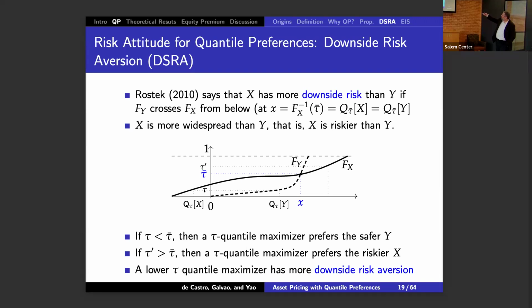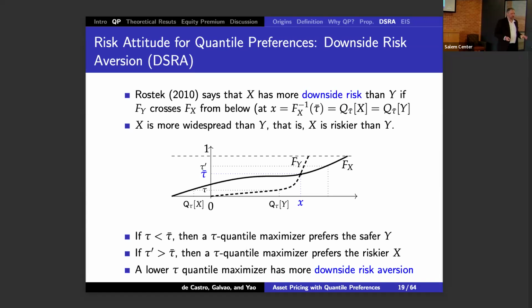Now what happens with high tau? Let's say this tau prime here. This is the quantile tau prime of Y, this one is tau prime of X. Which is bigger? X. So what's your choice? If you are a tau prime maximizer, you choose the riskier one. So in this sense, as you increase tau, you become more and more risk loving. You take more risky choices. If you have a low tau, you are much more cautious and you take the safer choice, okay? So tau is just the parameter that measures risk in this model.